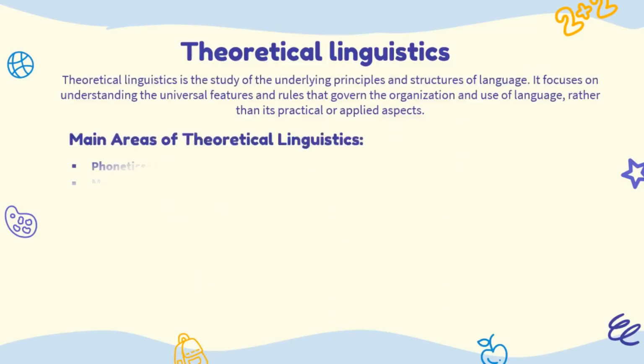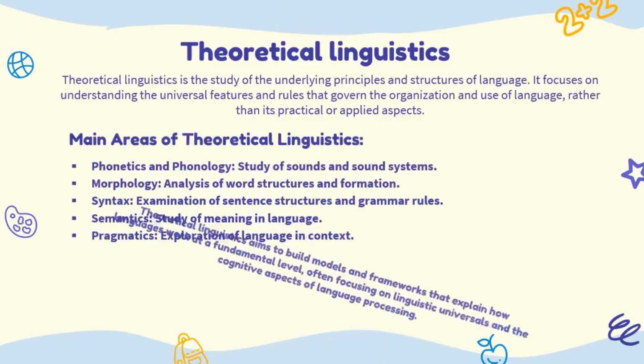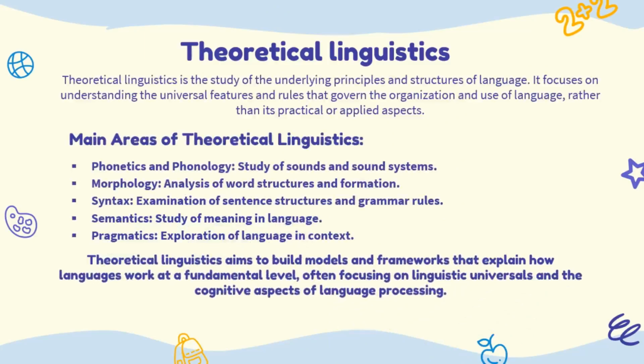Theoretical linguistics is the study of the basic principles that make language work. It focuses on understanding the rules and patterns shared by all human languages, aiming to explain how we produce and understand language. The field has 5 main areas. The first one, phonetics and phonology. These study sounds. Phonetics focuses on how sounds are produced and heard, while phonology looks at how these sounds are organized in a language. For example, why some sounds can start a word but others cannot.